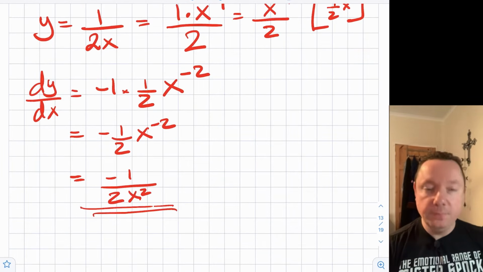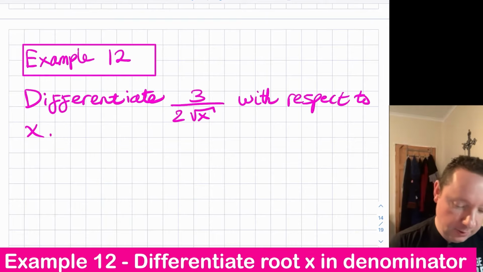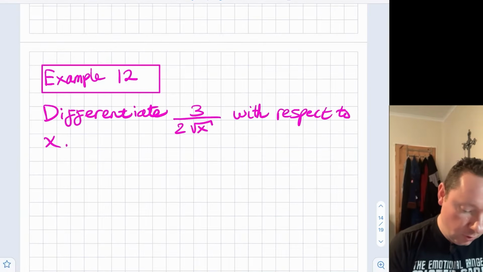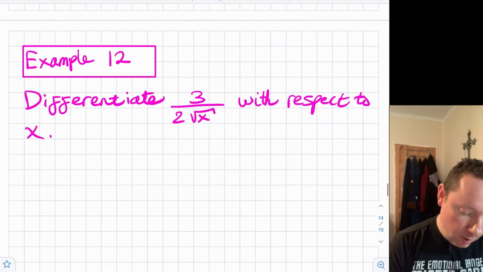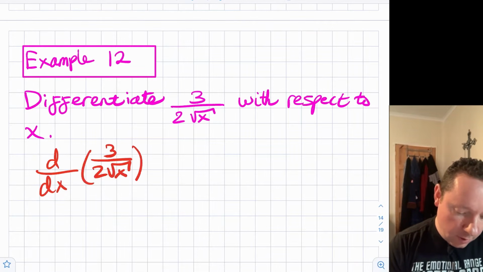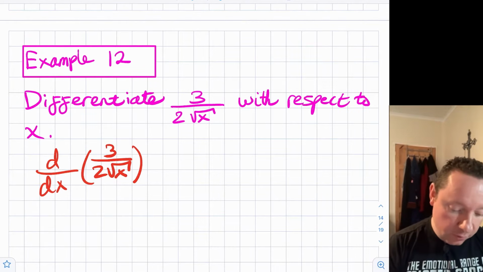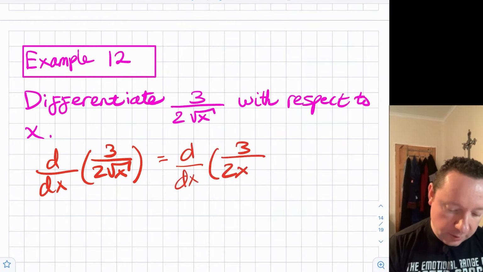And we're done. Okay, example 12 says differentiate 3 over 2 root x with respect to x. So we've got to do d by dx of 3 over 2 root x. Well, I can't do that yet, so I'm going to have to tidy that up. So let's get rid of the root first. So that's d by dx of 3 over 2x to the half.